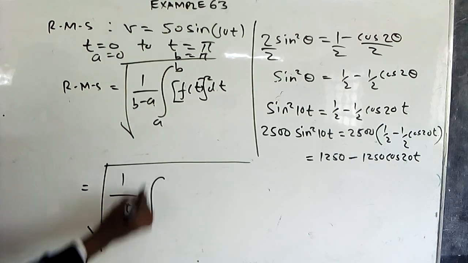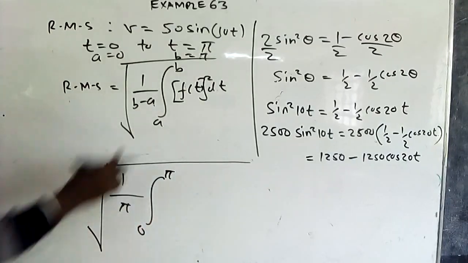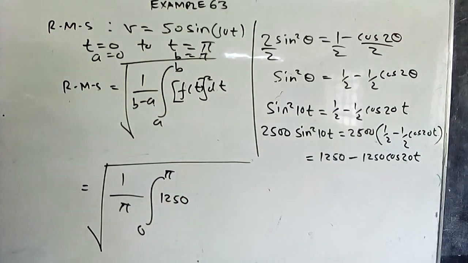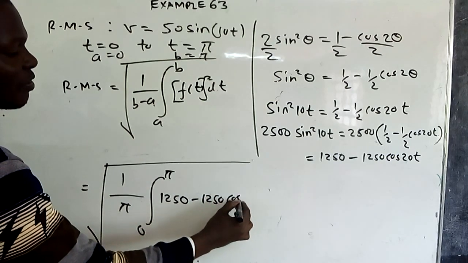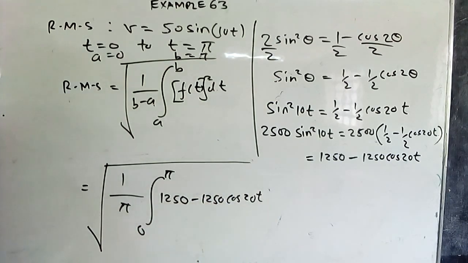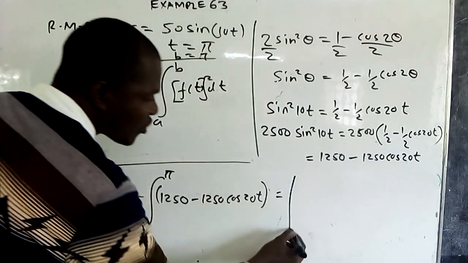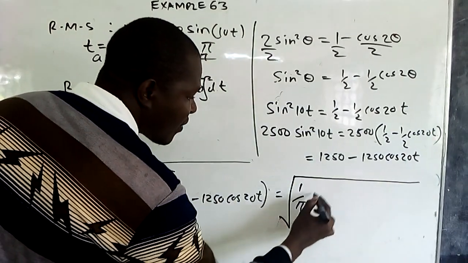Then you are integrating from a, which is 0, to b, which is? 5. Then f of t squared, which you found to be 1250 minus 1250 cos 20t. Are we together? Now, can you start integrating? Remember, we have square root outside, isn't it? So, 1 over 5 is there, then move.